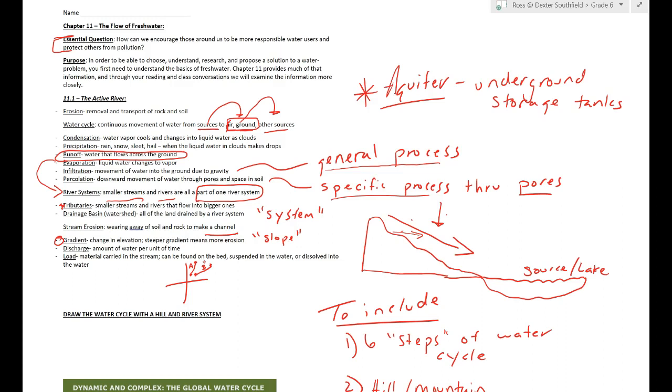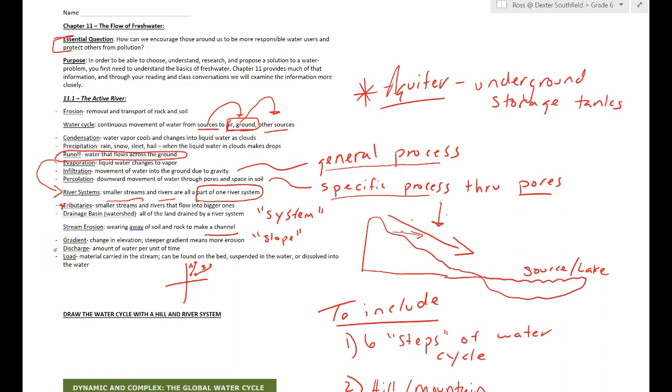So essentially, the steeper the gradient that a slope has, it means there's going to be more erosion. That water is going to move faster, it's going to carry dirt and rock away faster, and can actually rip off bigger pieces of rock if that gradient is steeper.